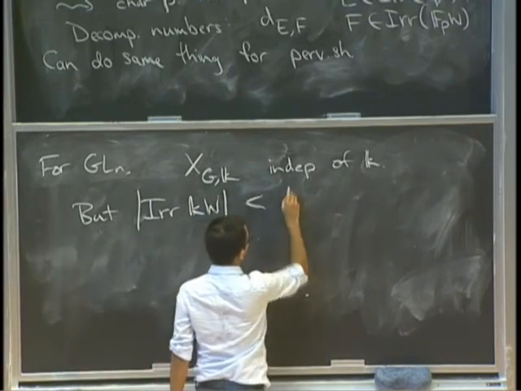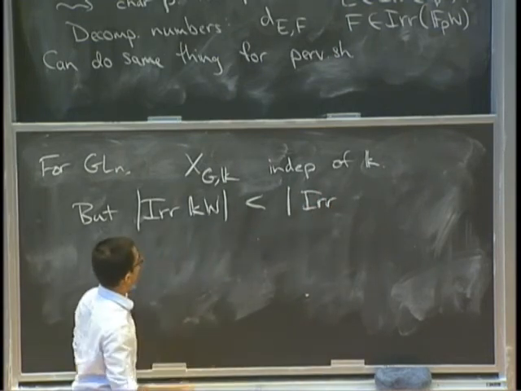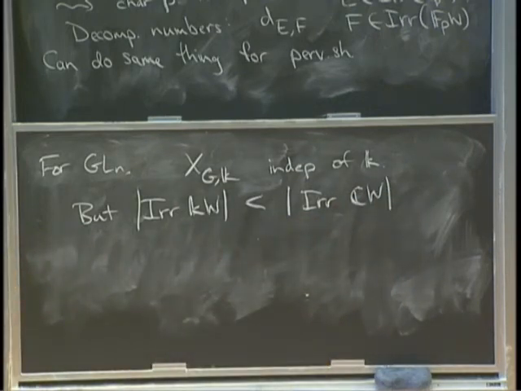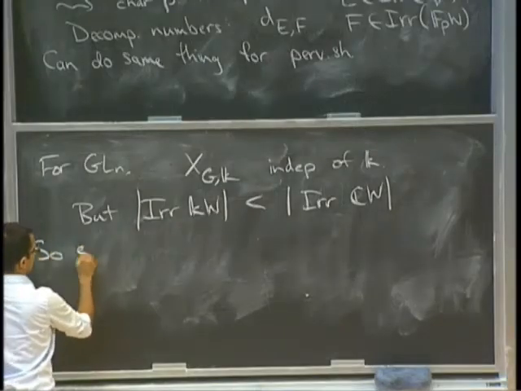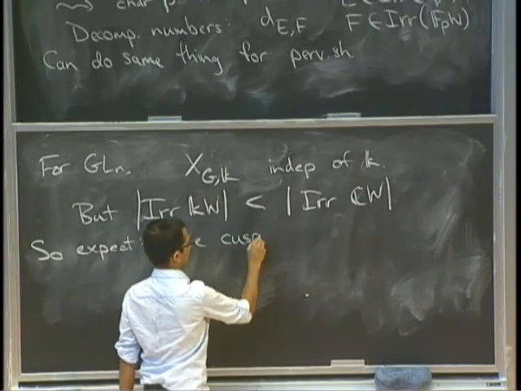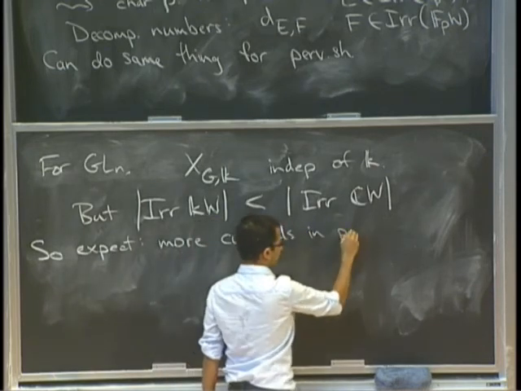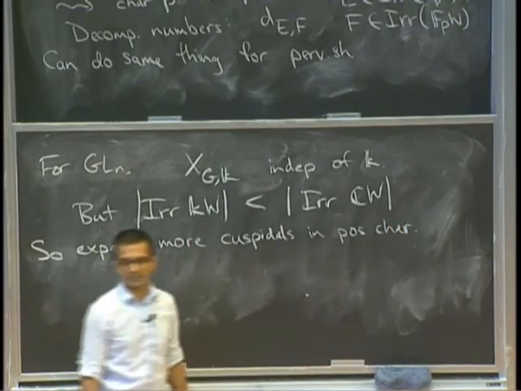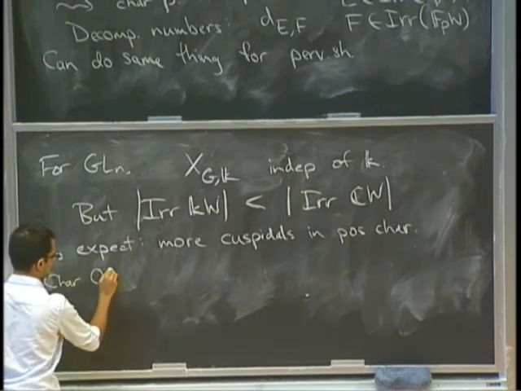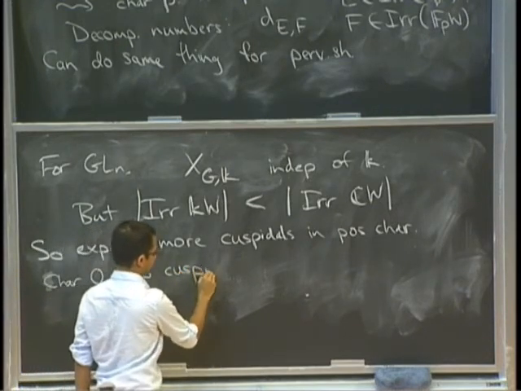In the cases where you're interested in it, it can be a lot smaller than the set of irreducible complex representations. So if you've got the same set on the left, but you're shrinking the sets on the right, of course, that means you have to have more pieces on the right. And so you expect more cuspidals in positive characteristic. And that's, in fact, what happens. In characteristic 0, there are no cuspidals on any Levi of GL_N except the torus.